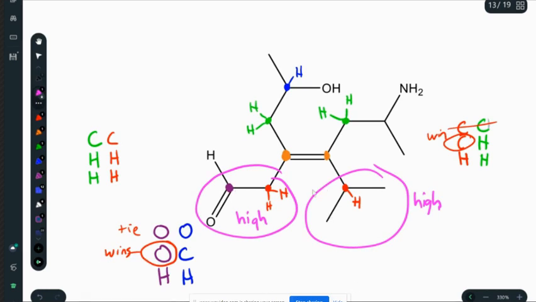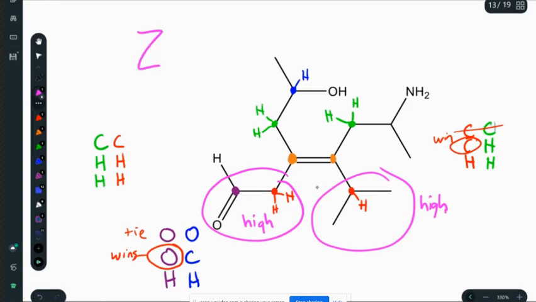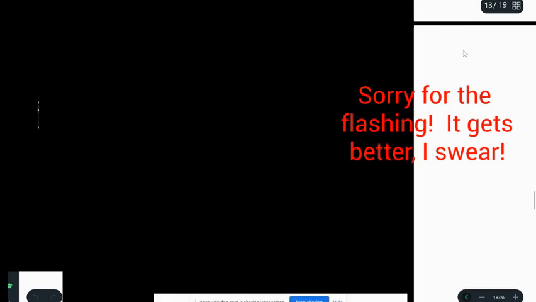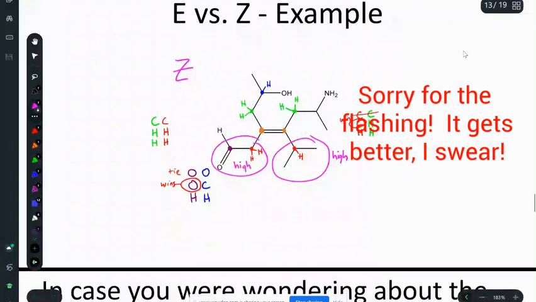And now when I look and say, where are my 2 high priority groups? They are on the same side. So this is going to be a Z double bond, a Z configuration. To get the E configuration, I would switch 2 of the groups on one of the sides. Okay, so I've established that this is a Z isomer.